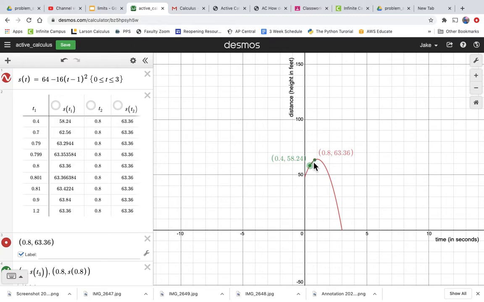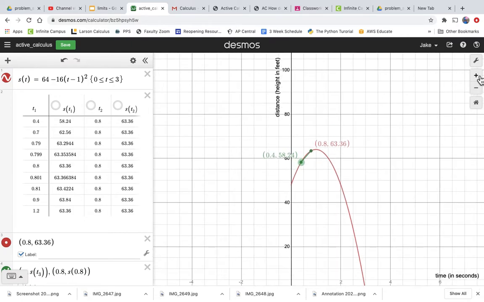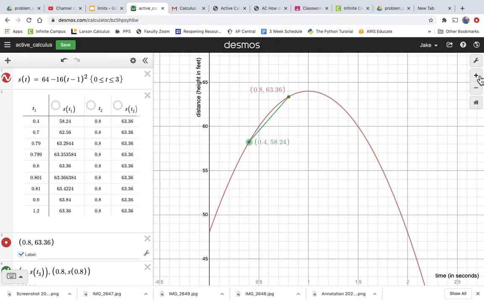And we've been talking about getting close to figuring that out by figuring out the average velocity from 0.4 seconds to 0.8 seconds. So kind of close to 0.8 seconds. If we figure the average velocity between 0.4 seconds and 0.8 seconds, then we have at least some estimate of its velocity at 0.8 seconds.